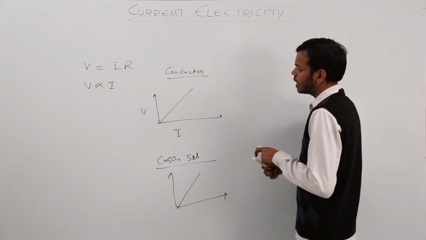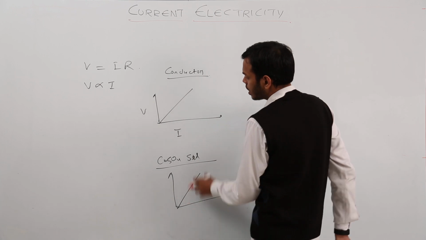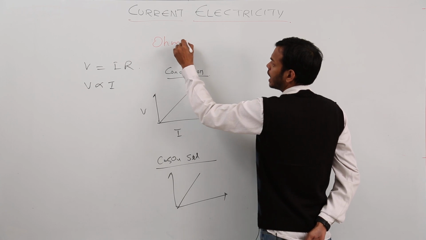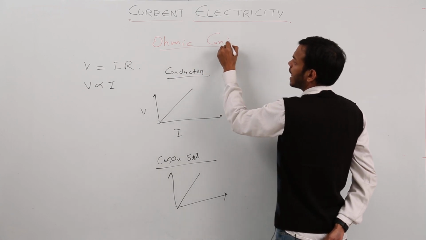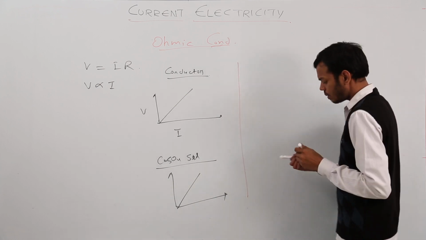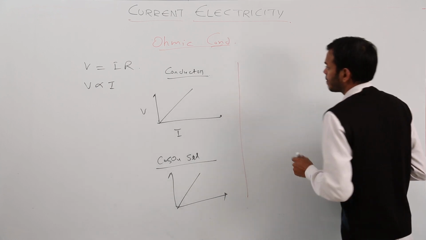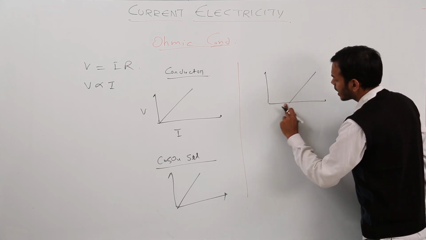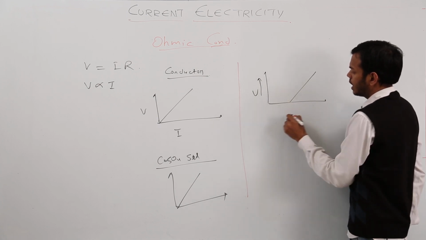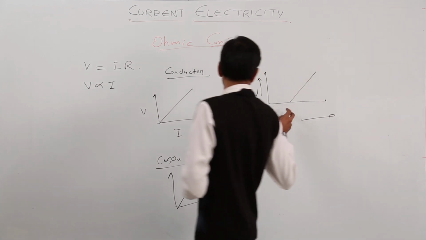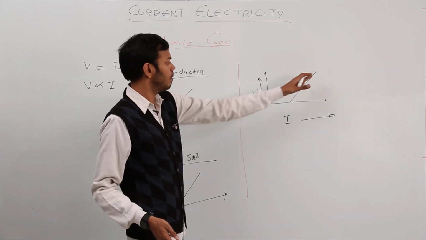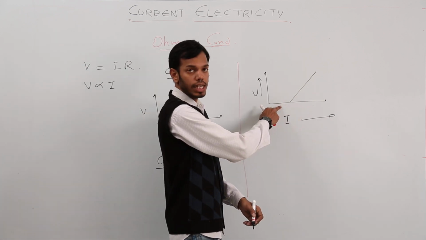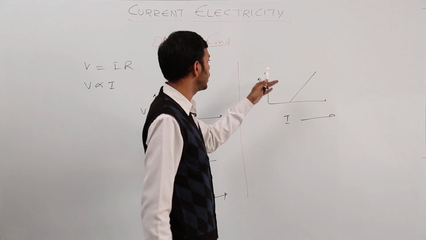So should I consider that all those materials which have this straight line graph, in which V is directly proportional to I, are called ohmic conductors? Let's see. Consider a case of a water voltameter. In a water voltameter, the graph is like this. The graph is a straight line, and V is also proportional to I here, it's just that the X intercept is somewhere else. Should it be considered an ohmic device?